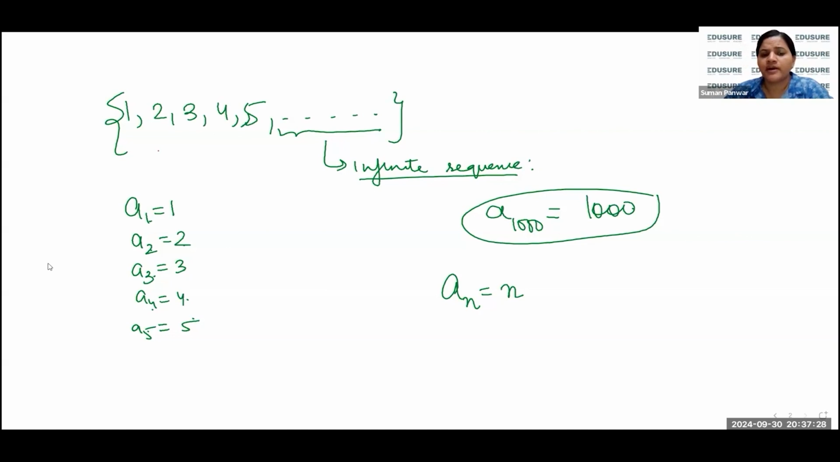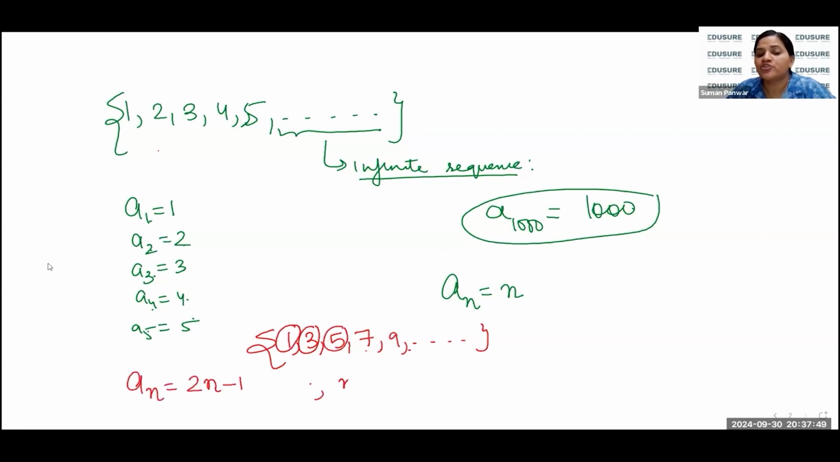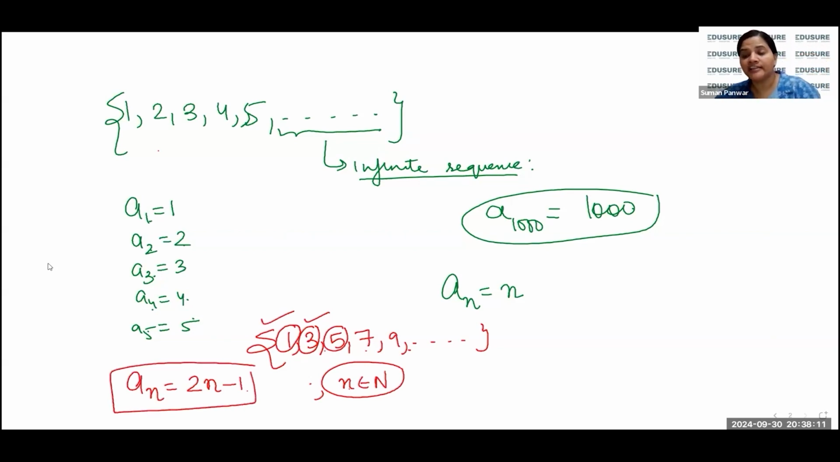You have a sequence 1, 3, 5, 7, 9, and so on. You want to write the nth term of this sequence. You can notice that this is the first odd number, this is the second odd number, this is the third odd number, and so on. So you can write AN as 2n minus 1, where n belongs to the set of natural numbers. When you take n equals 1, you get 2 into 1 minus 1, which is 1. When n equals 2, you get 2 into 2 minus 1, which is 3. When n equals 3, you get 2 into 3 minus 1, which is 5, and so on. So this is the pattern for this particular sequence. You have to identify the nth term of a sequence. This is all about the nth term of a sequence.